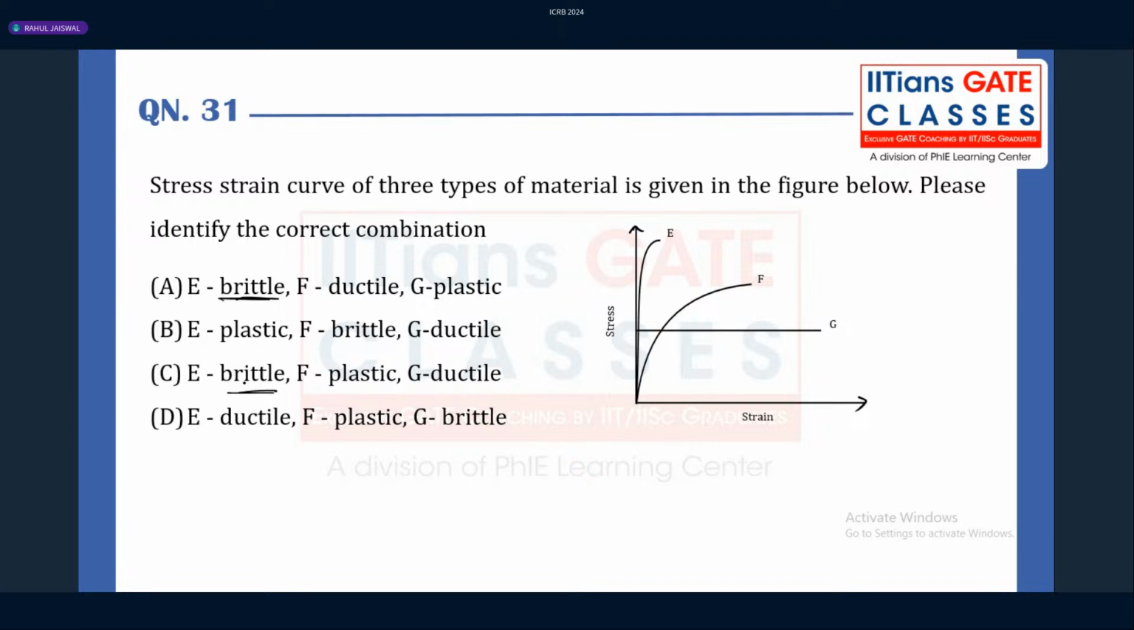But what about F, guys? If you see G, it's a perfectly plastic material, right? And what about F? It is what, guys? Ductile material, which is having a little bit more elongation as compared to total elongation. If you see in the ductile material, it is more. So what should be the correct answer? A should be correct, right? Again, in the metal forming also we study these graphs, right? But in strength of material, we don't load the material beyond the elastic point.